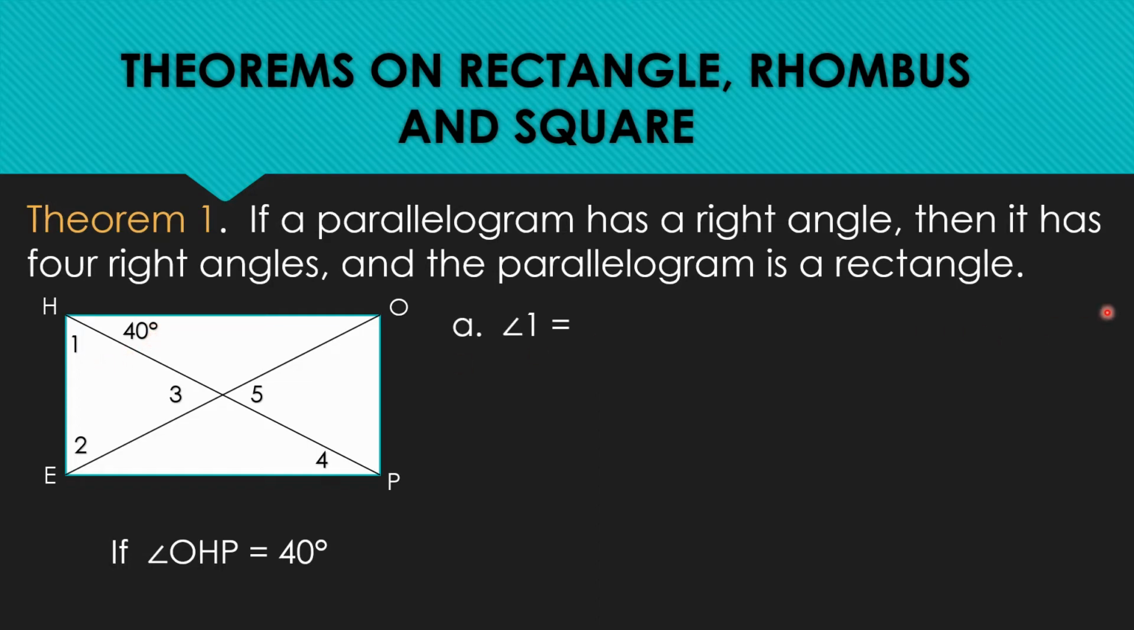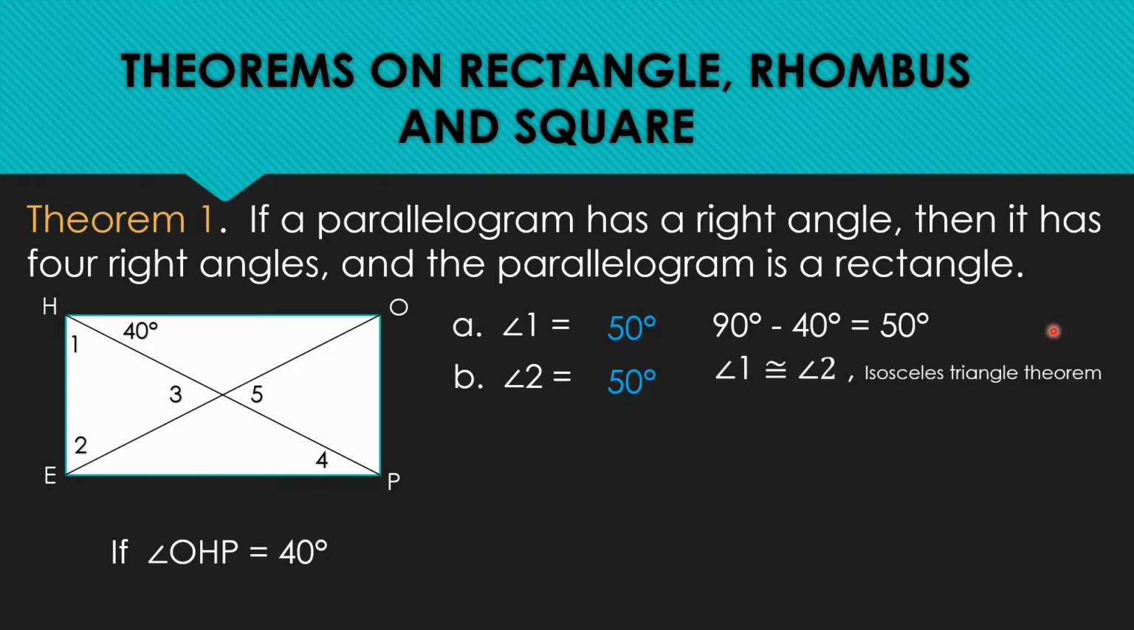First, what is angle 1? Angle 1 is equal to 50 degrees. Why is it 50? Because this whole angle is equal to 90, so 90 minus 40 is equal to 50 degrees. Letter B, angle 2. What is the measure of angle 2? Angle 2 is also 50 degrees. Why? Because angle 1 and angle 2 are congruent, based on the isosceles triangle theorem.